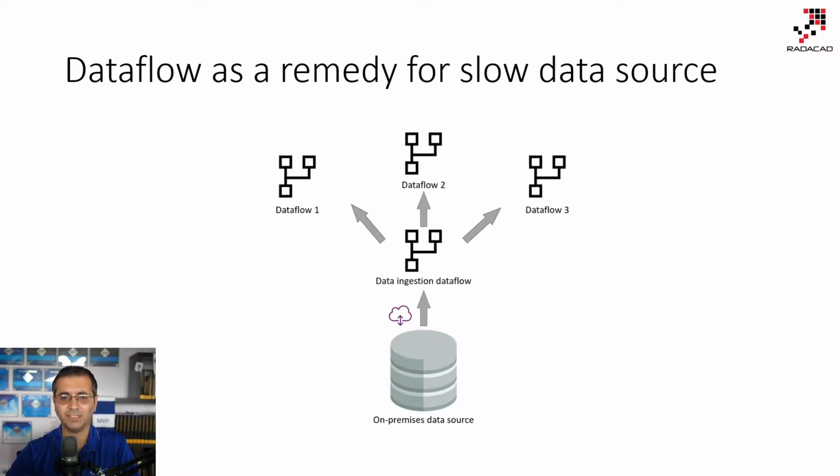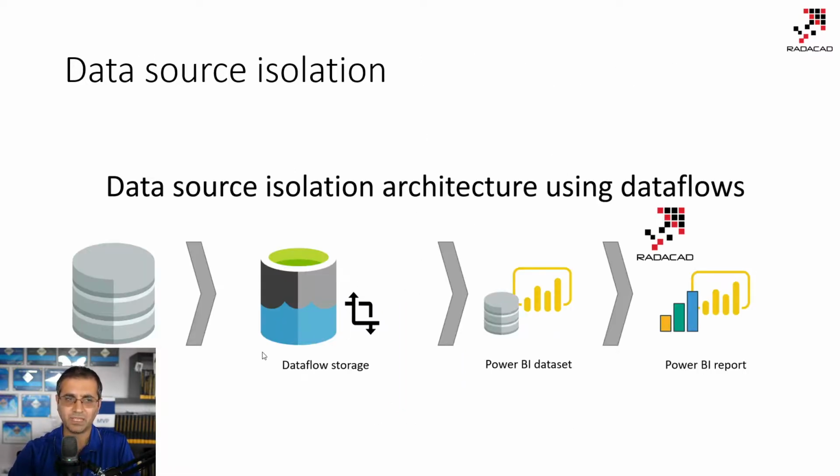But if you have one dataflow as a data ingestion dataflow, it populates the data in there, and then other dataflows get data from that ingestion dataflow, that would make it much faster. It's like a remedy for a slow data source. You'll make it much faster with just doing one ingestion from there. Dataflow can be used for data source isolation as well, and that by itself is one of the examples, like the staging dataflows I explained.